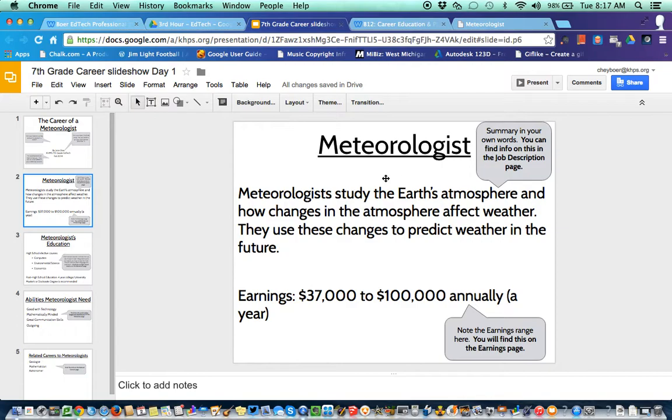That's what we're trying to accomplish here: we're not copying and pasting over the whole thing. Can't possibly fit that. You're just summarizing it into your own words and what you understand that job to be. This part down here is earnings.